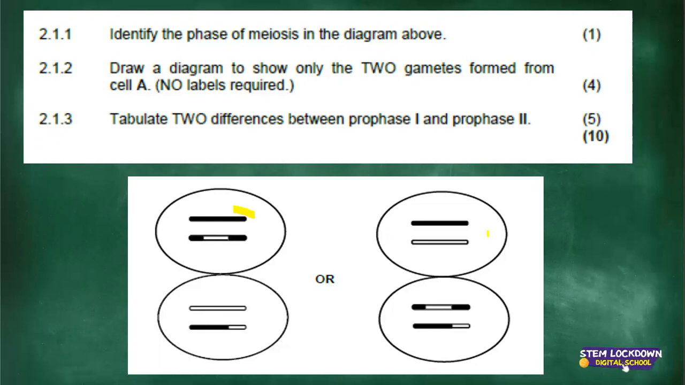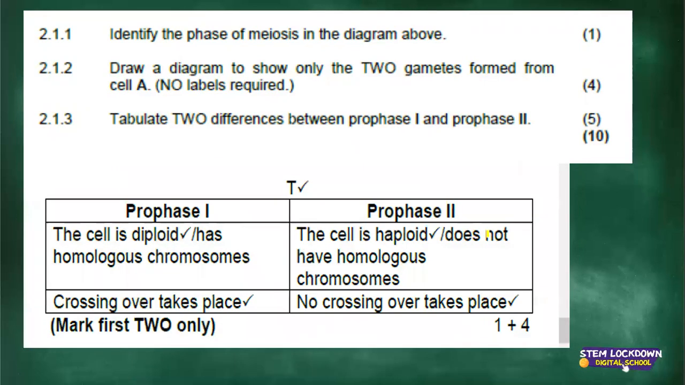2.1.3, tabulate two differences between prophase 1 and prophase 2. So here, you draw your table. You draw your table, you label prophase 1, you label prophase 2. Then you write the differences. For prophase 1, the cell is diploid or it has homologous chromosomes. But in prophase 2, the cell is haploid and does not have homologous chromosomes. So you are comparing, right? You're writing the differences. So that's why it needs to match.